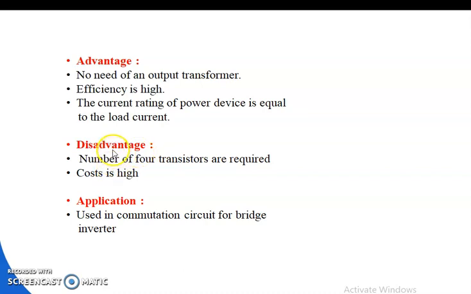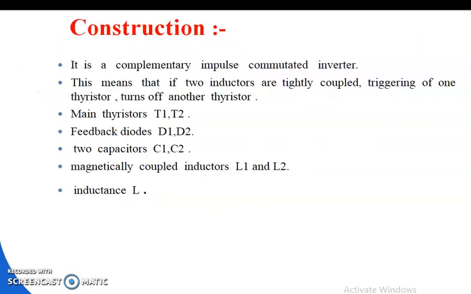Next, the disadvantages. The first disadvantage is that 4 transistors are required. The second disadvantage is that the cost is high. Next, the applications: these are used in commutation circuits for bridge inverters.